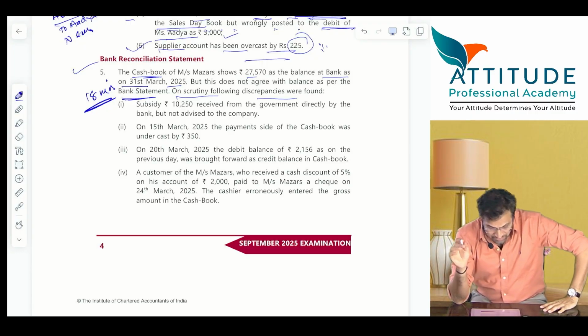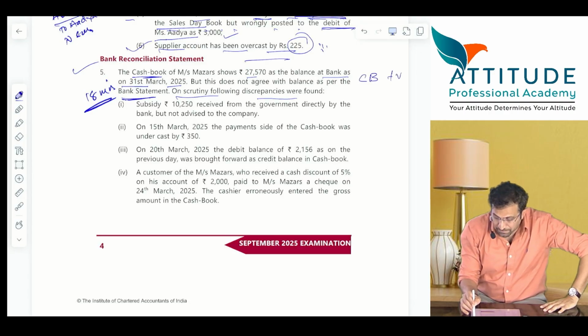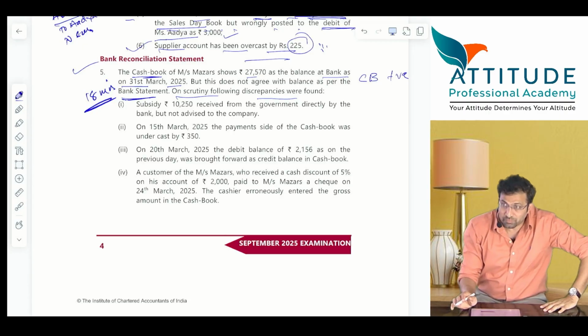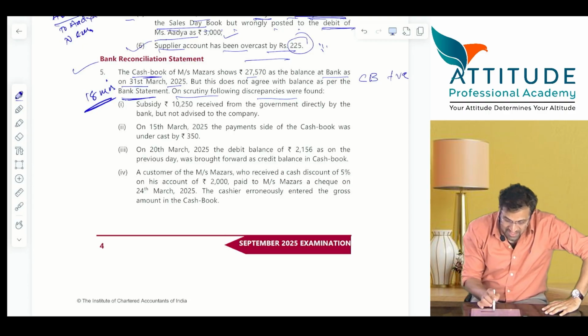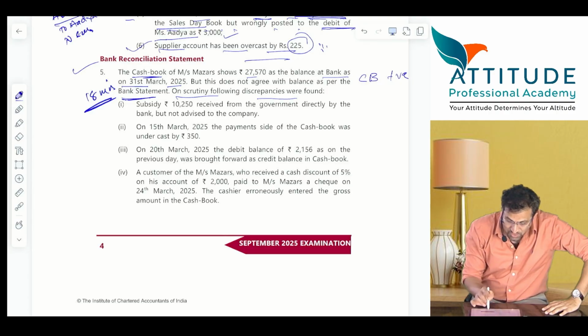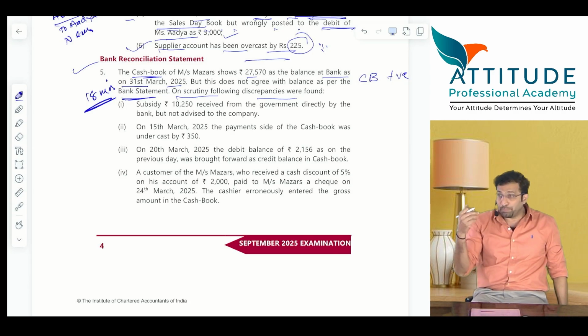Okay, मुझे बताइए first one क्या है? Subsidy. So cash book is a starting point with a positive balance only, not a negative balance. Correct? Cash book ऊपर नीचे होगा. Now tell me, you should tell me where the balance is more, where the balance is less. Subsidy 10,250 received from government directly by the bank but not advised to the company.